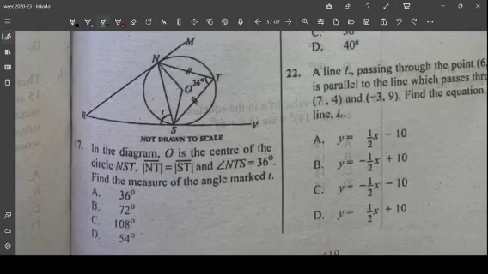All right, guys, welcome to number 17. So in this diagram, you can see we are given that O is the center of the circle, and we are given that NT is equal to NT, that these two lines are equal.